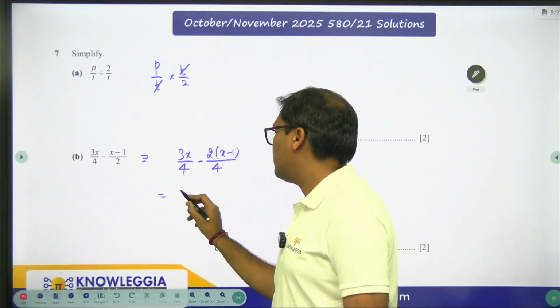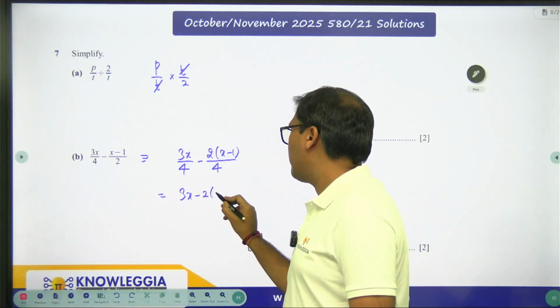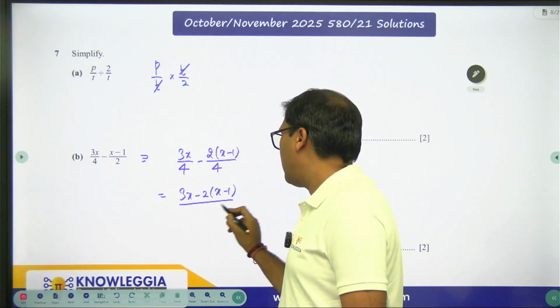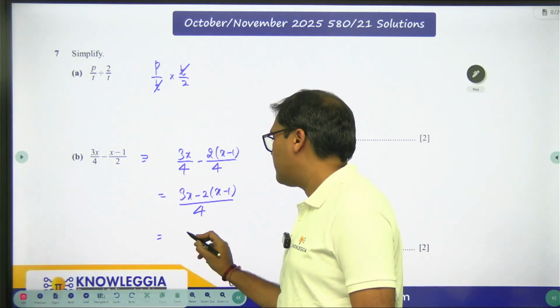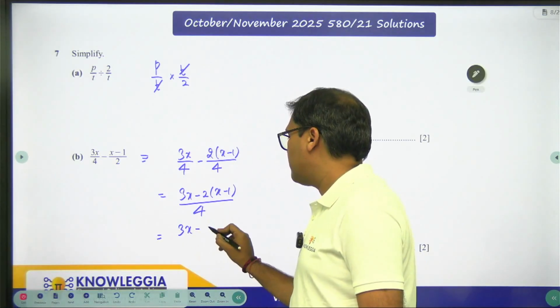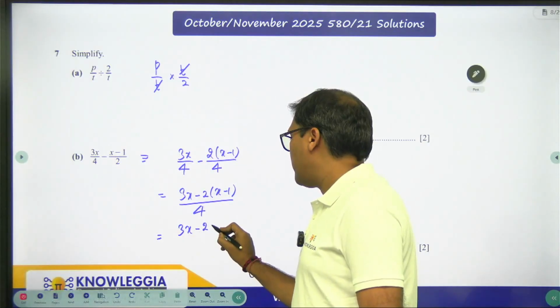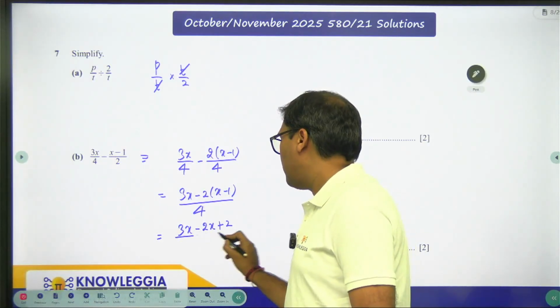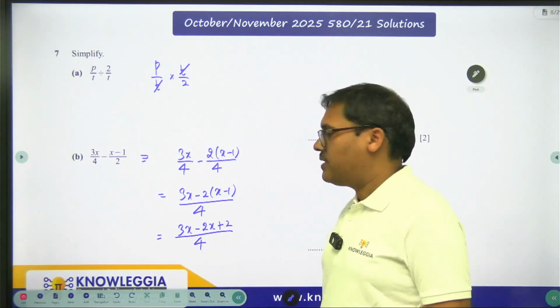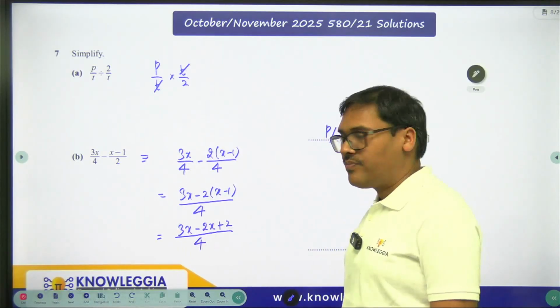Now you can see what is this? 3x minus (2x minus 1) upon 4. Now let's simplify. 3x minus, opening the bracket, minus 2x, and this will become plus 1, divided by 4. Now what is this? 3x minus 2x is x, and x plus 2.